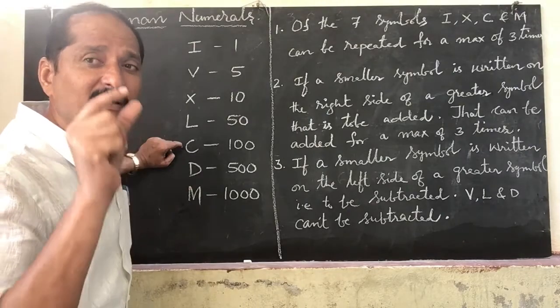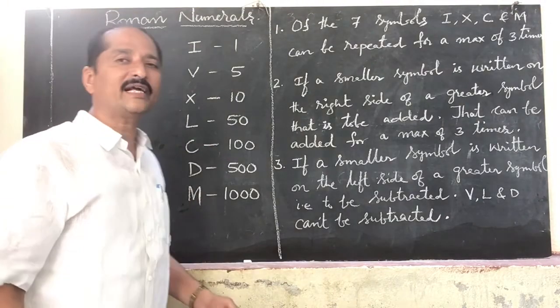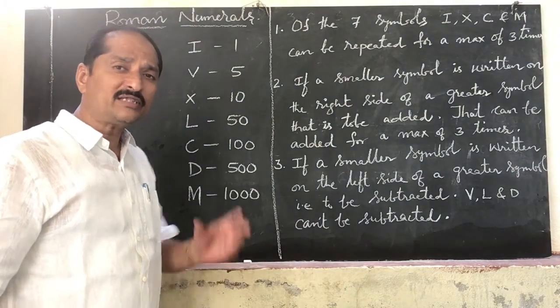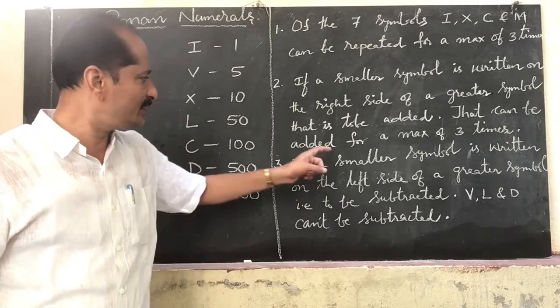It represents 1000 times. Okay. Now, how to write down Roman numbers? And one more thing here you have to remember, we can subtract, we are saying. Second rule is this one.